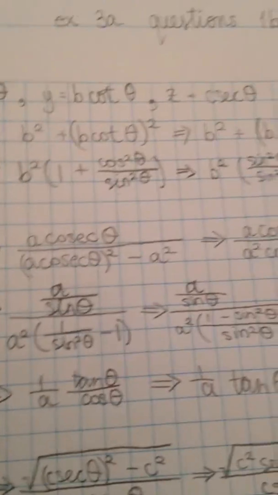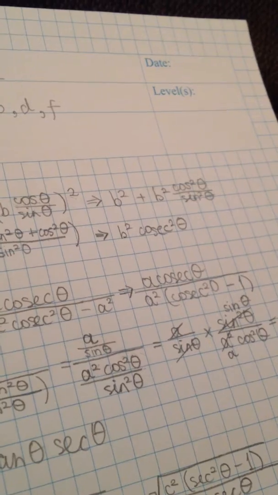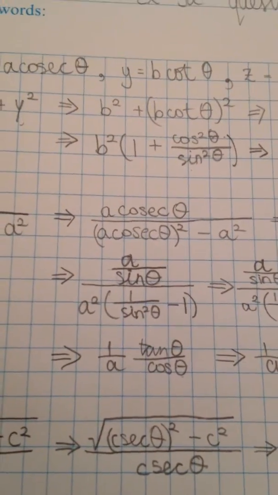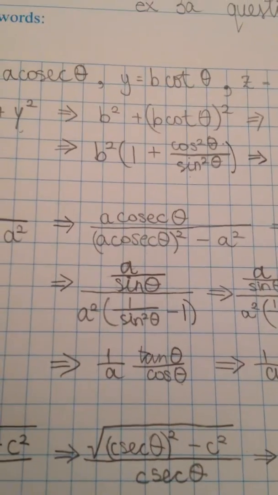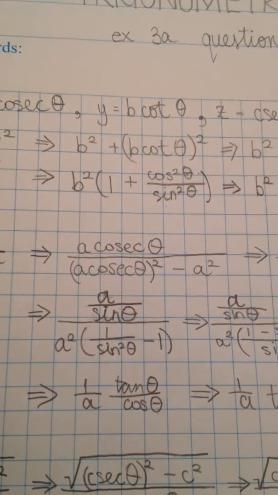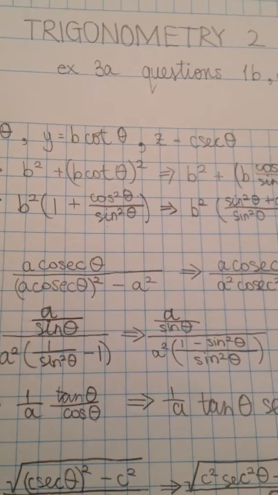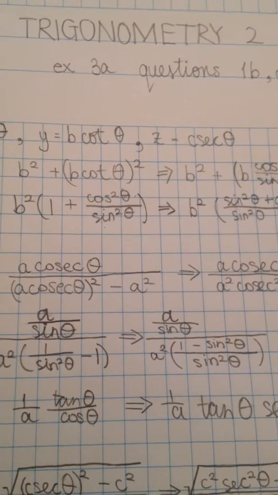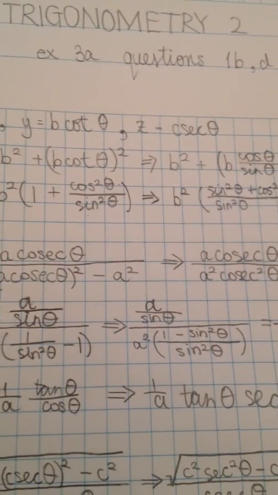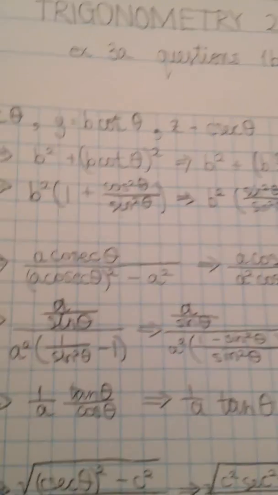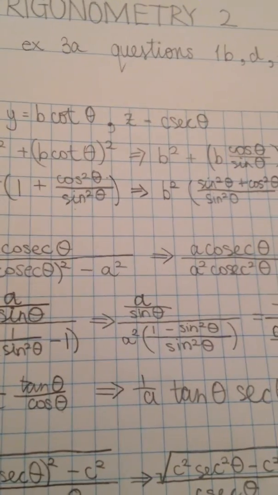So then I got rid of one of the a squareds. And moving on, what I did is I simplified what was inside the brackets, so I changed it to 1 over sine squared theta. And then on the top here, I changed the a cosecant theta to a over sine theta. And here I continued with the denominator by adding the minus 1 to the fraction, so I did minus sine squared theta over sine squared theta.